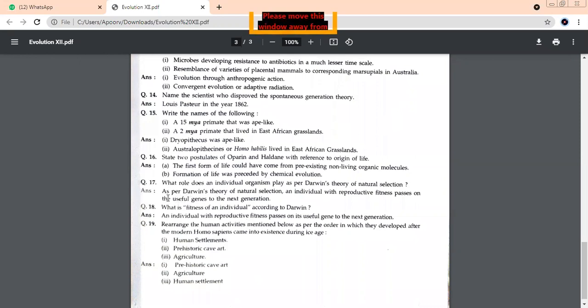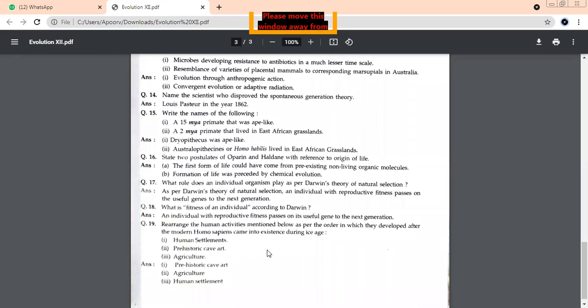Let's do this. What role does an individual organism play as per Darwin's theory of natural selection? An individual with reproductive fitness will be able to survive and will pass on his characters to the next generation. I think we did this, survival of the fittest. Yes, ma'am. Okay. What is fitness? This also I explained to you that day when we did the chapter. What is fitness of an individual according to Darwin? It always means reproductive fitness. We have already done this.